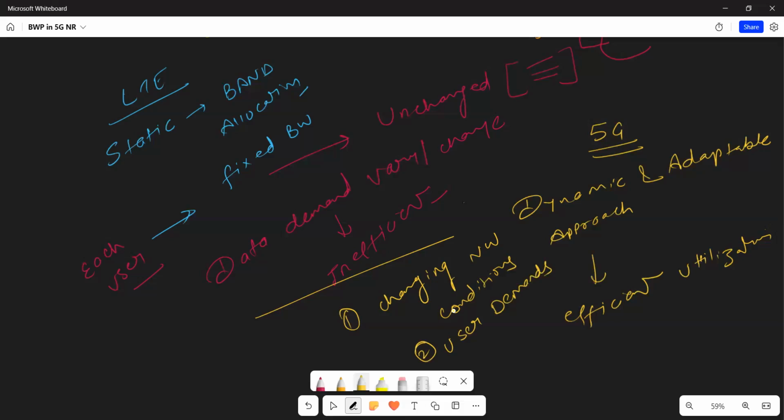See, this part is theoretically going on. I'll explain this thing later on, right? First thing is changing network conditions. Second thing is user demands. Sorry, I got disturbed with the message. Yeah, so okay. So user demand. Third thing is optimizing resource utilization and overall network performance, right? So our resource utilization will be optimum.